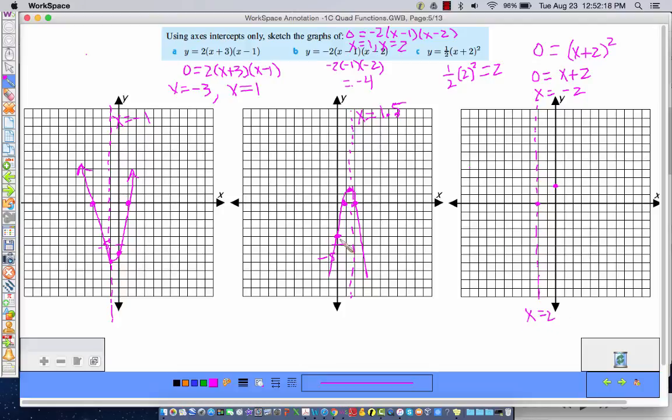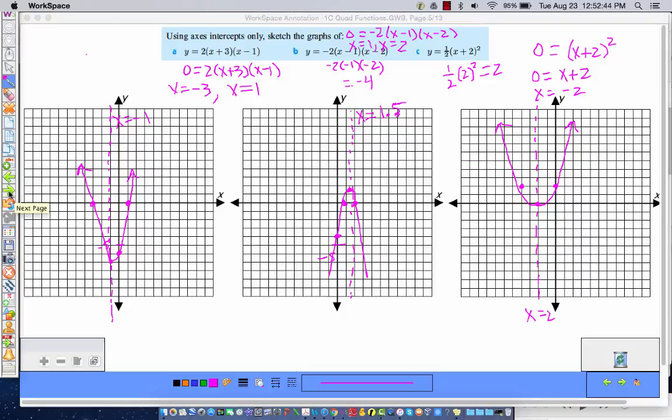The other thing, I should have done this over here, now that I'm thinking about it, but a parabola is symmetrical about the axis of symmetry. So since I have a y-intercept of 2, and it's 2 units to the right of the axis of symmetry, I know I have another point 2 units to the left. And I can use that point to do a better sketch, and there we go.